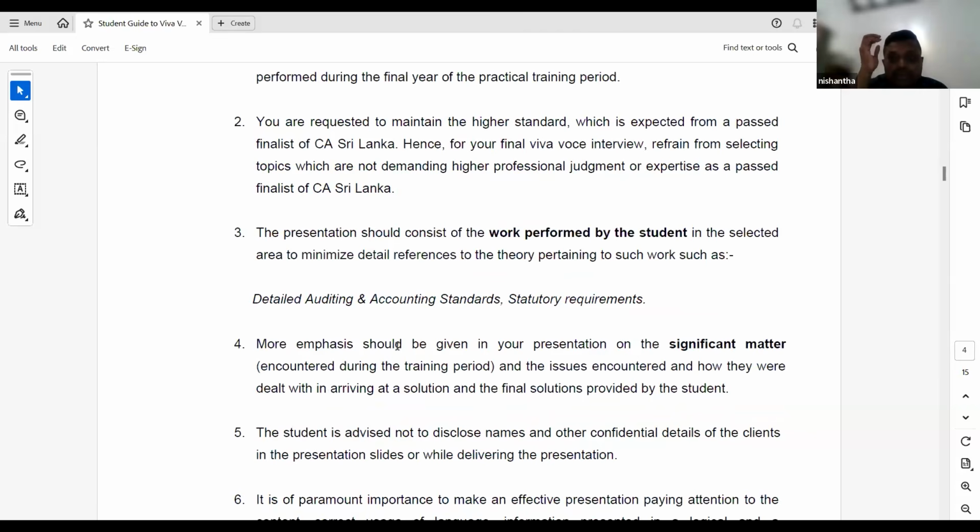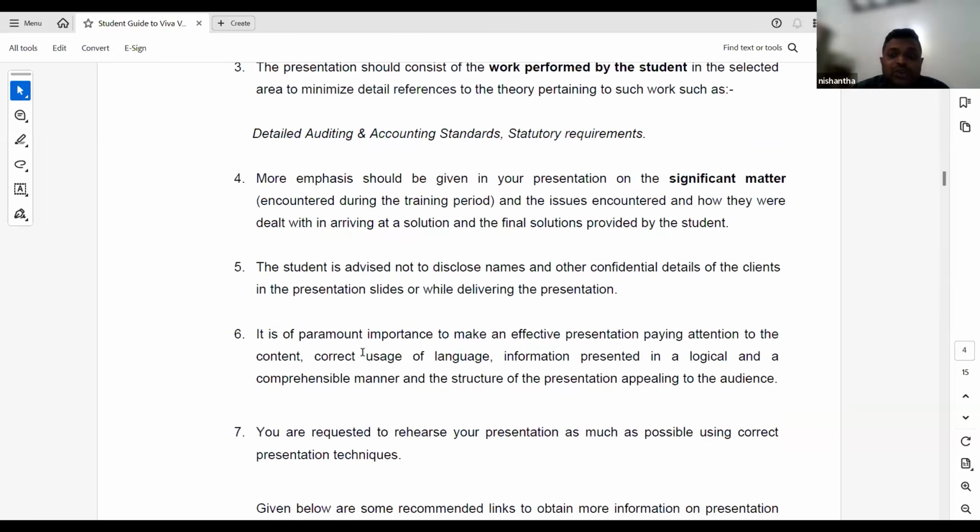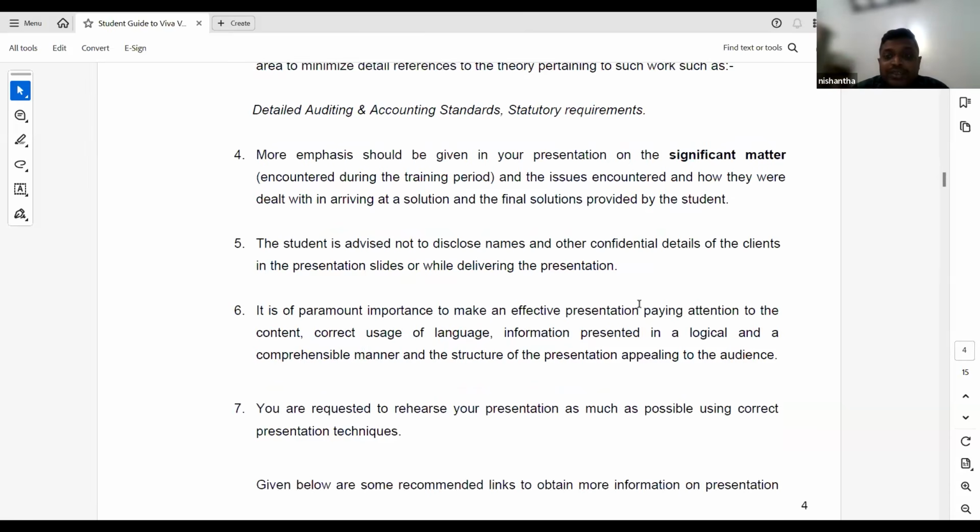Right. Students are advised not to disclose other confidential details of the client in the presentation slides or while delivering the presentation.